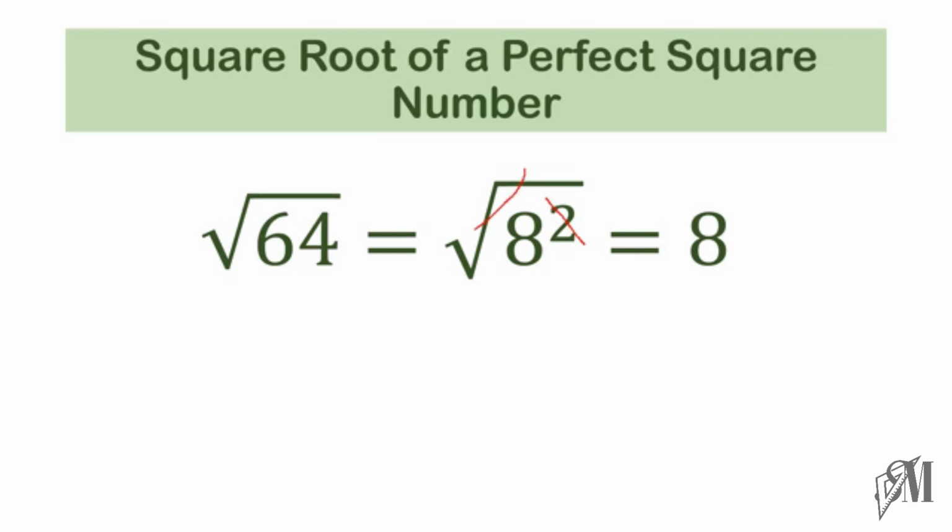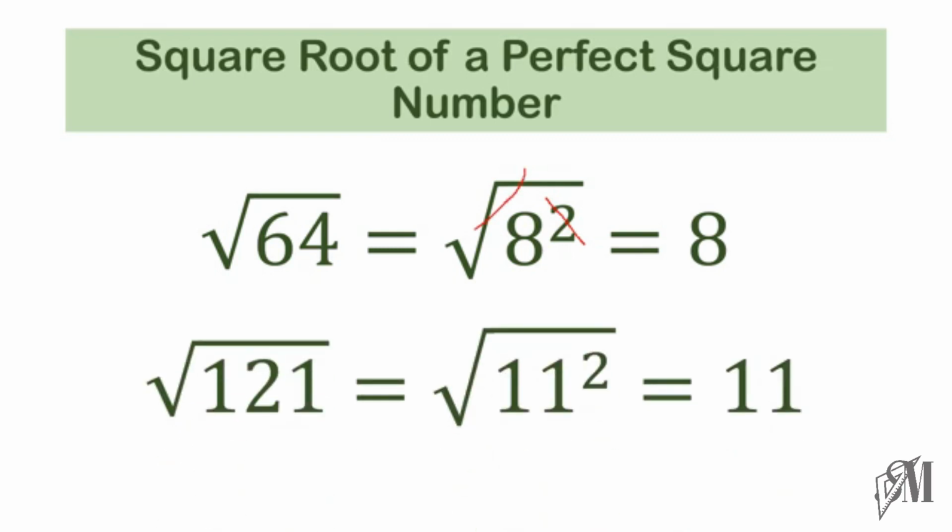And then look at this example. Square root of 121. You should remember 11 into 11 is 121. So 121 can be written as 11 squared. And once again, the square over here and the square root sign can be cancelled. Then our answer is 11. So if you are requested to find the square root of a perfect square number, it is very easy. But I recommend you to remember at least the first 15 square numbers so that you can work out easily.